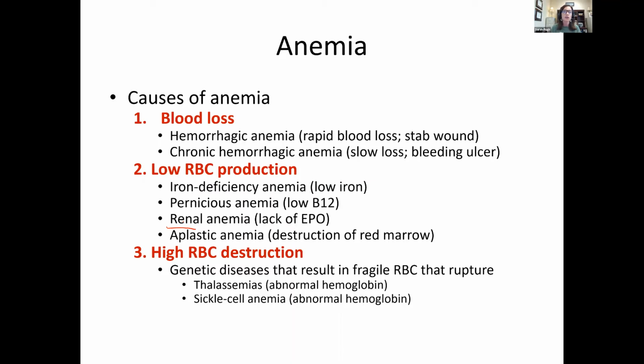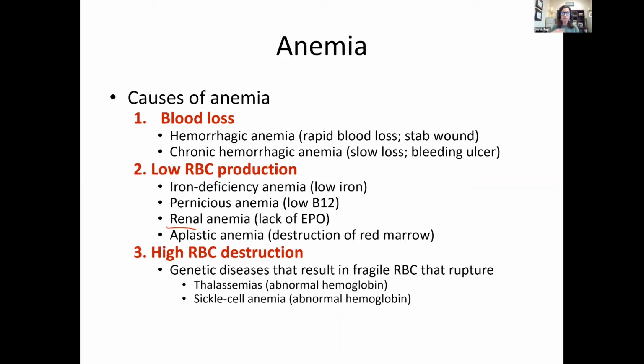And then the third cause of anemia is from the destruction of red blood cells. So it's not that you don't have enough, it's that you're producing them, they're just being destroyed. These are typically genetic diseases, and they result in red blood cells that are incredibly fragile, and that red blood cell will rupture and no longer function to carry oxygen.